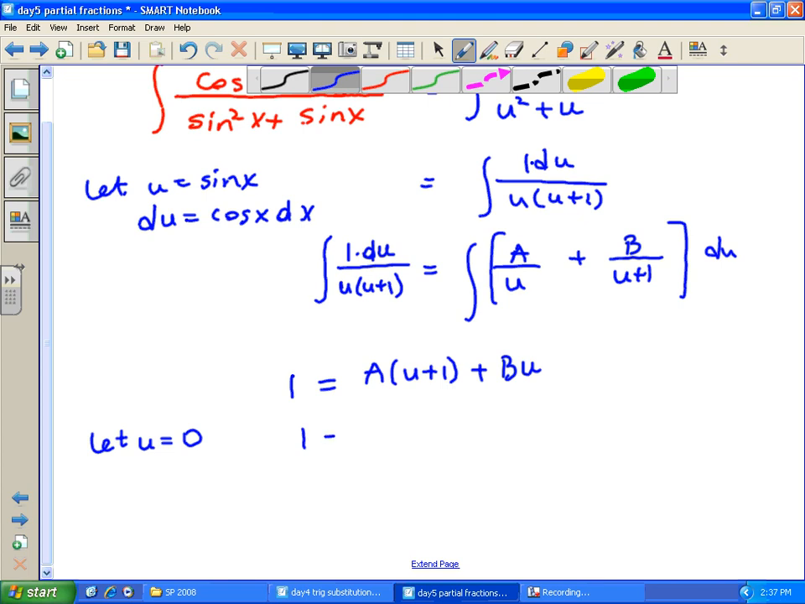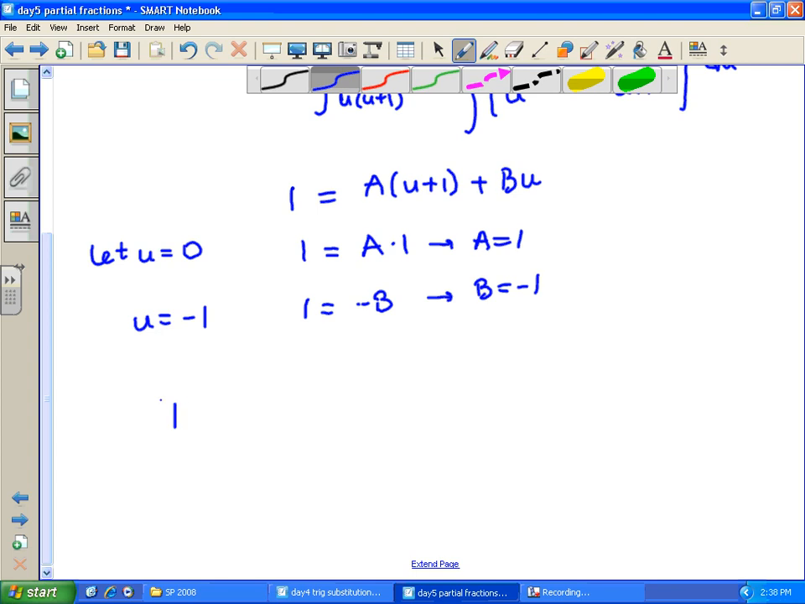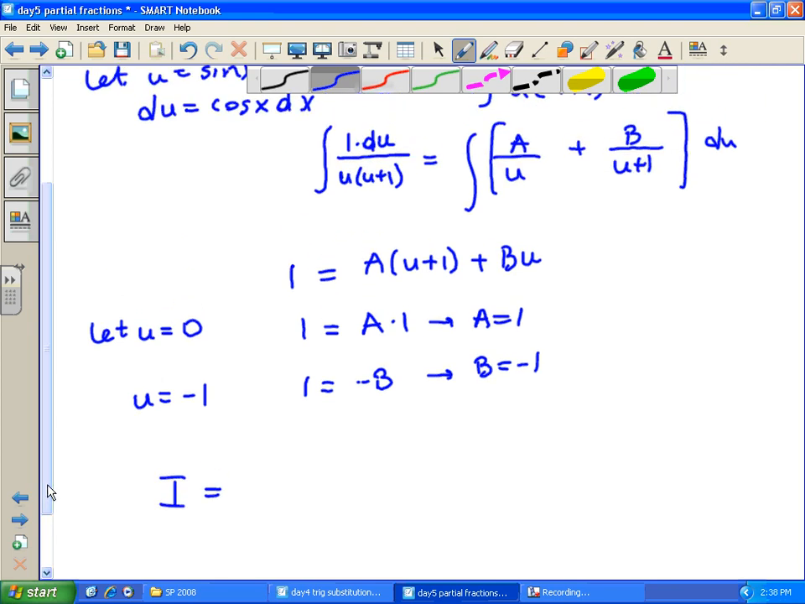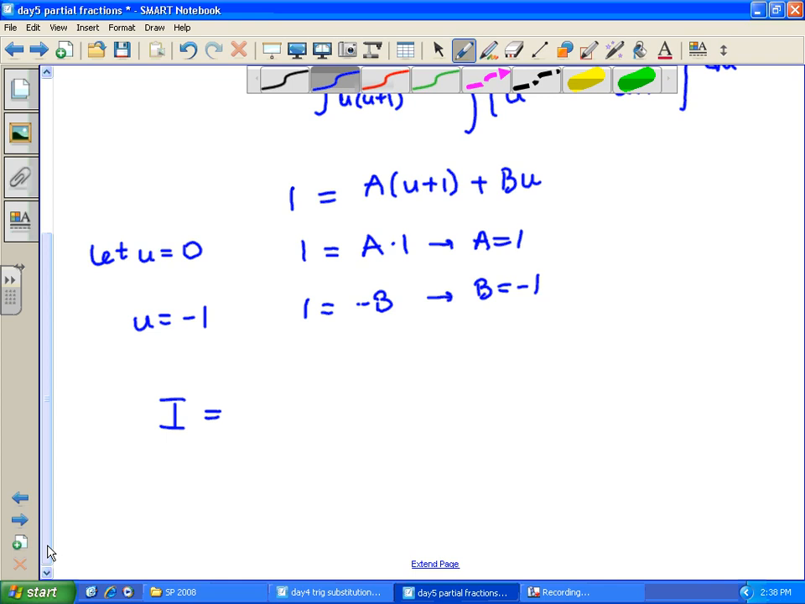So 1 equals, if u is 0, we have a times 1 plus 0, so a is 1. If u is negative 1, then we'll have 1 equals a times 0 plus b times negative 1. So b is negative 1. So our integral becomes a over u, which is 1 over u, plus b over u plus 1.